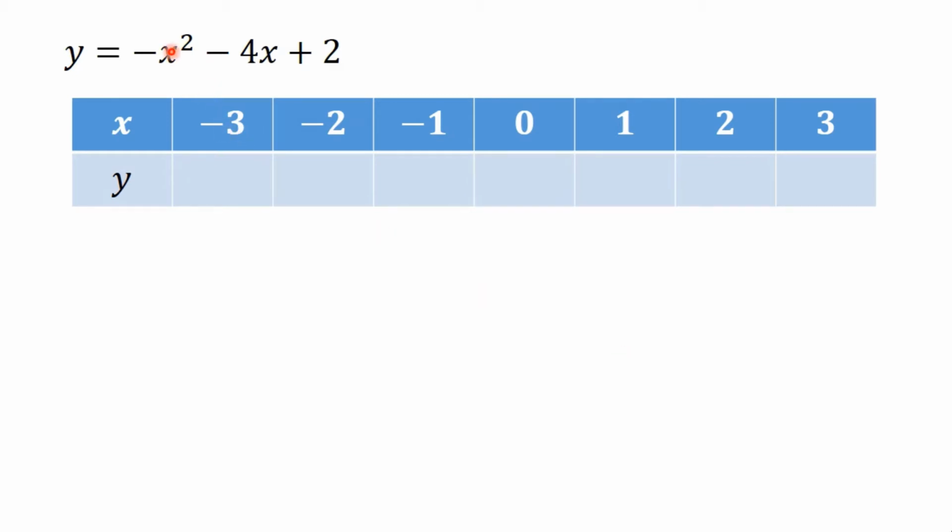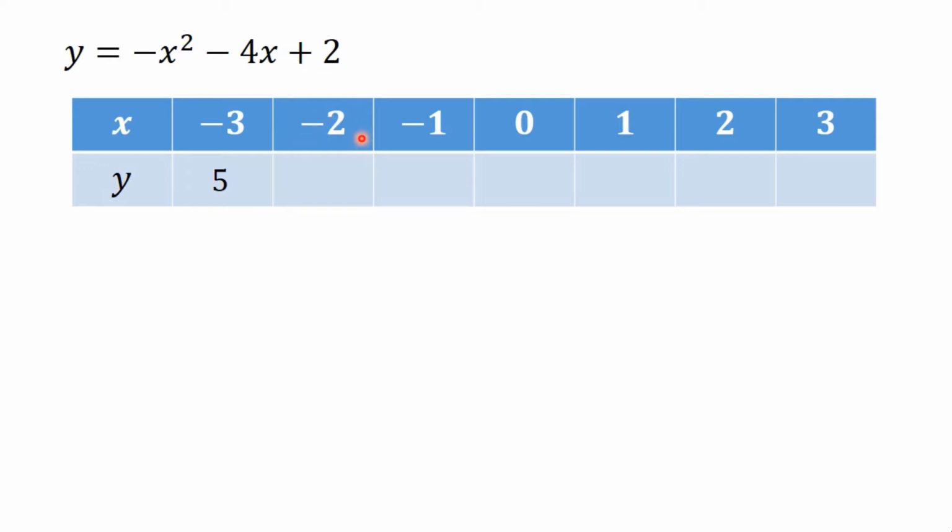Well, negative 3 squared is 9, and I'm being really careful with my BIDMAS here because I'm squaring first. I'm doing negative 3 squared is 9. Then I'm finding the negative value of that, so negative 9. Take away 4 lots of negative 3. So that's negative 9 plus 12. That's 3, plus 2 on the end of that gets me to 5.